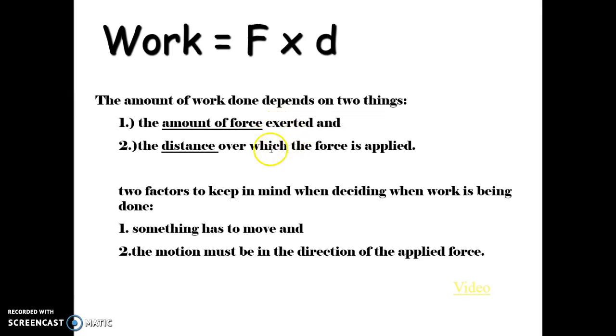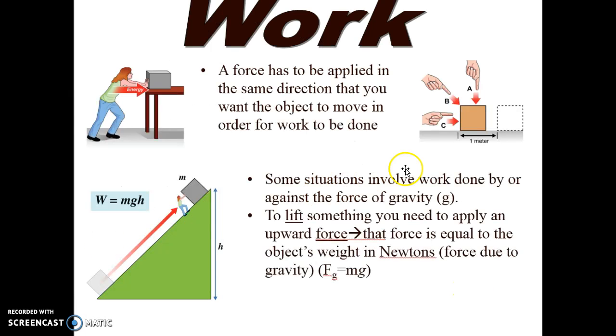One, you have to apply a force to an object, and two, the object has to move in the same direction that the force is being applied. When you're lifting an object, the force that you're using to lift that object is equal to the object's weight in newtons. So when you're lifting an object, you are doing work on the object because you're, one, using a force that's equal to the weight in newtons to lift it up, and two, the object is moving in the same direction that you're applying the force, which is the up motion when you're lifting things up.